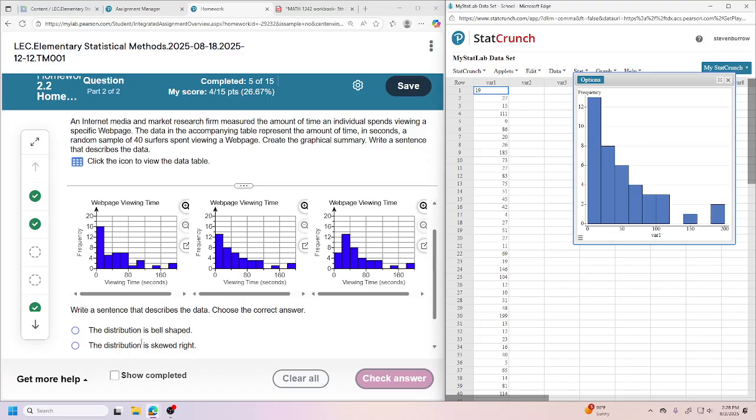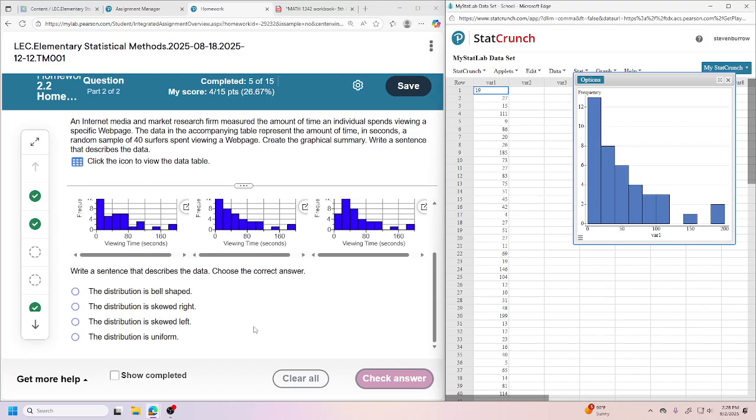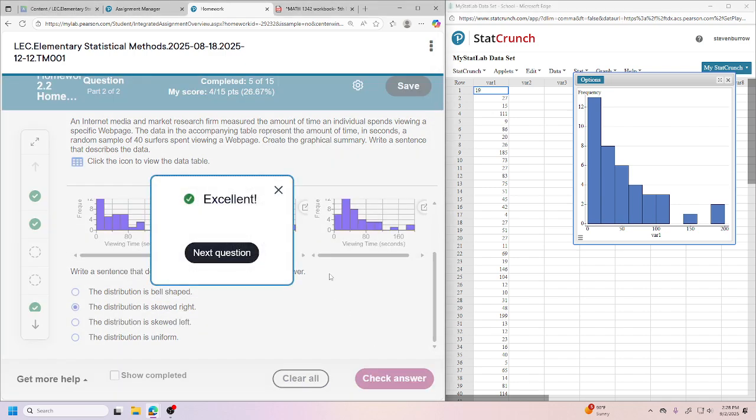So if you're looking at this graph here, which do we call it? Give me one of these skewed thingies. Skewed right, because there's a tail on the right side. Little tail, like gerbil tail. Right?